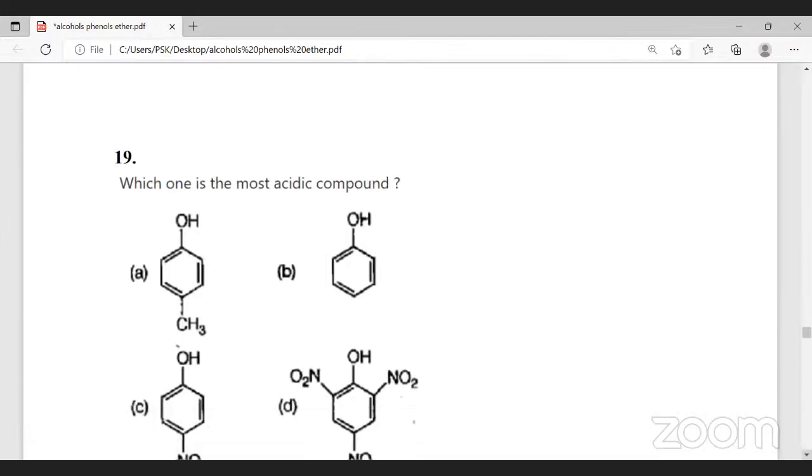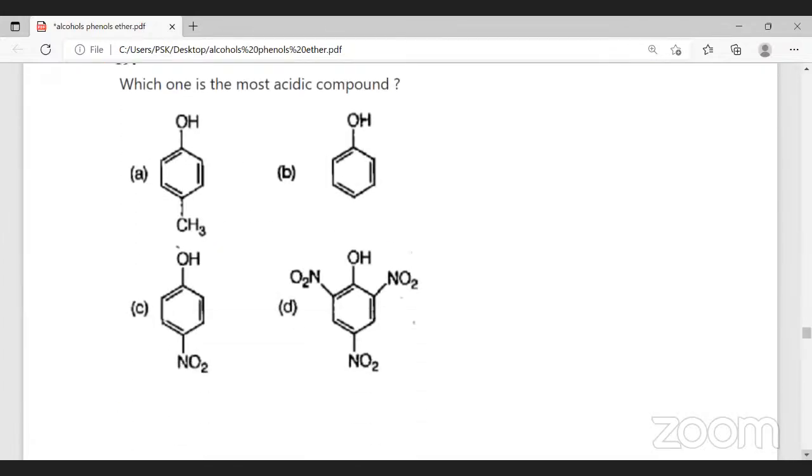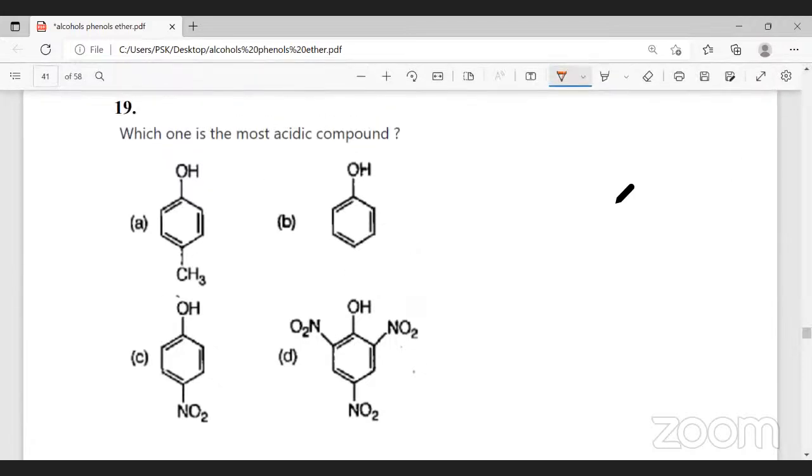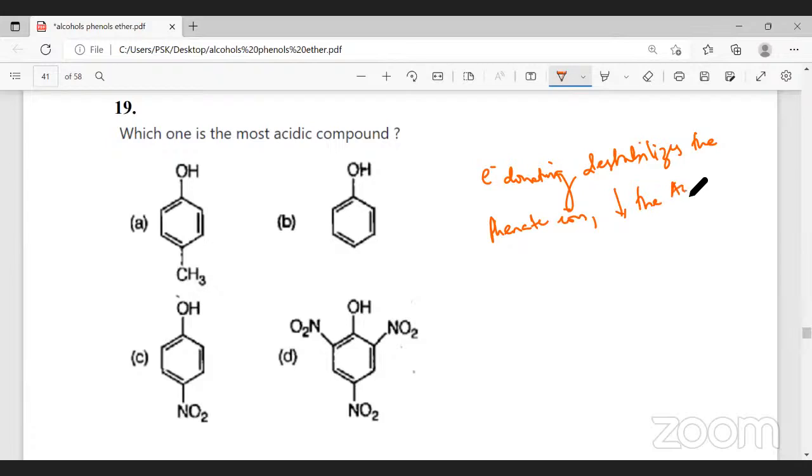Yes, sir. Now the next question: which one is the most acidic? Can you tell me which is most acidic here amongst all this? 19th question. Now we learned electron donating group destabilizes the phenate ion and decreases the acidic strength.